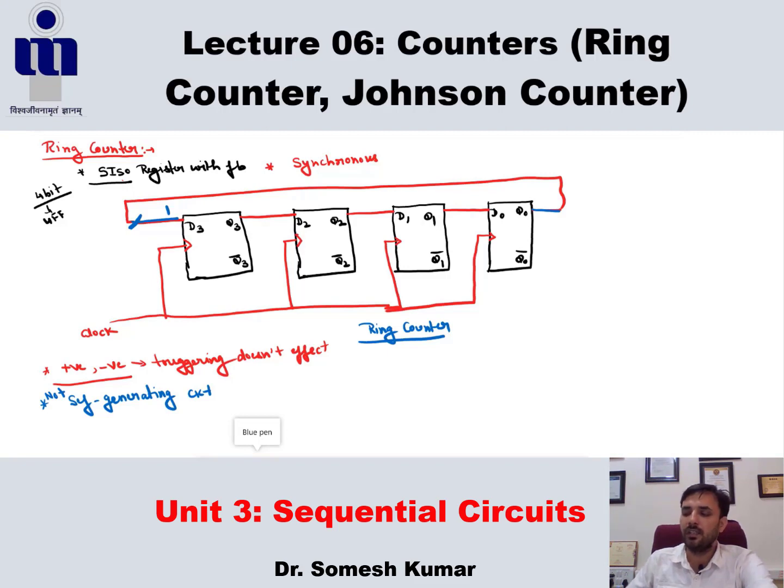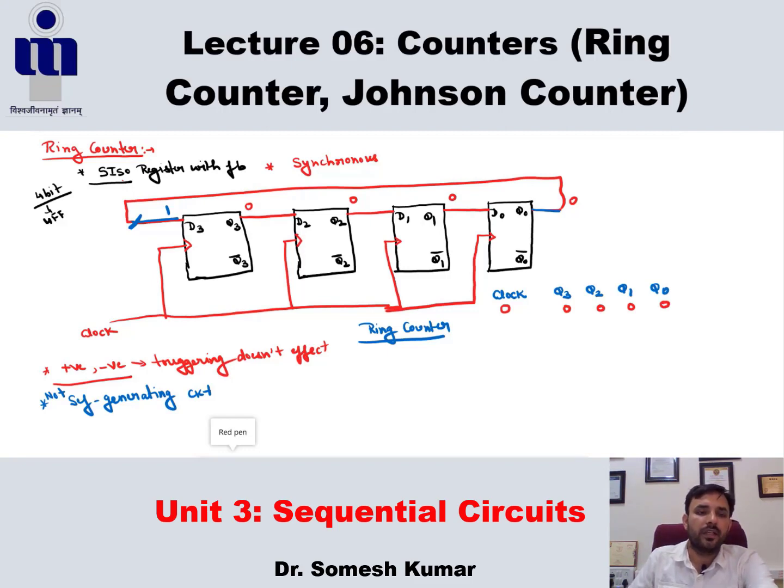Now we will study its truth table. Here this is the clock, and this is Q3, Q2, Q1 and Q0. What happens initially when no clock is applied? When no clock is applied, all the outputs we have to set at 0, meaning all the flip-flops should be in the clear position. So Q3, Q2, Q1, Q0 should be 0.